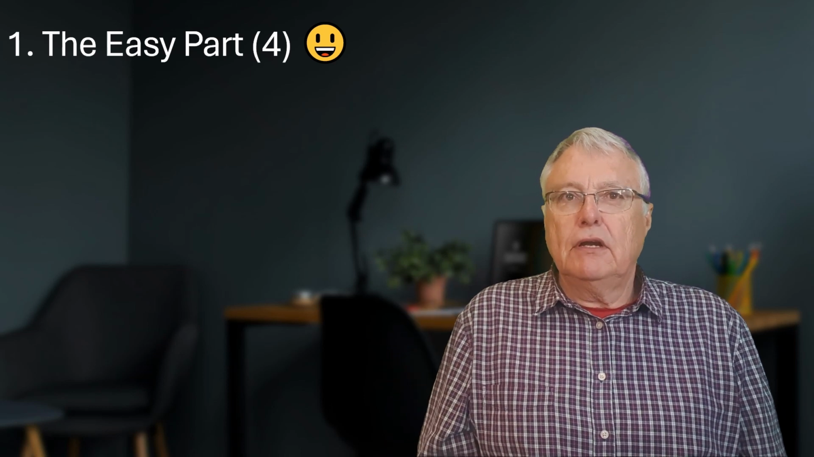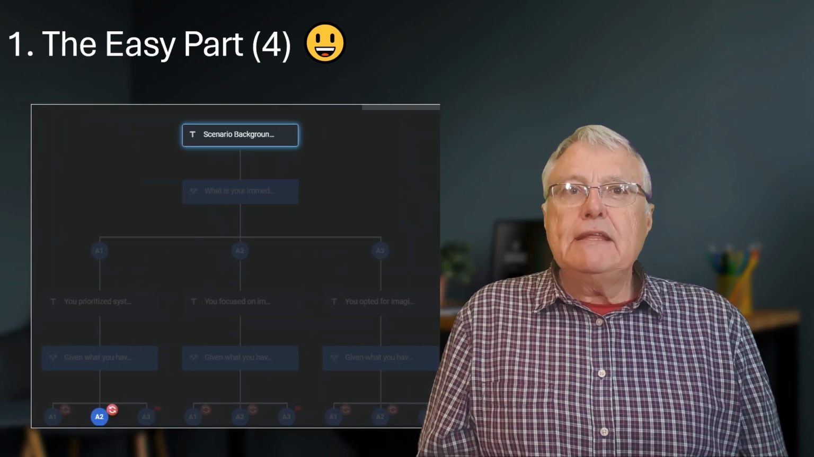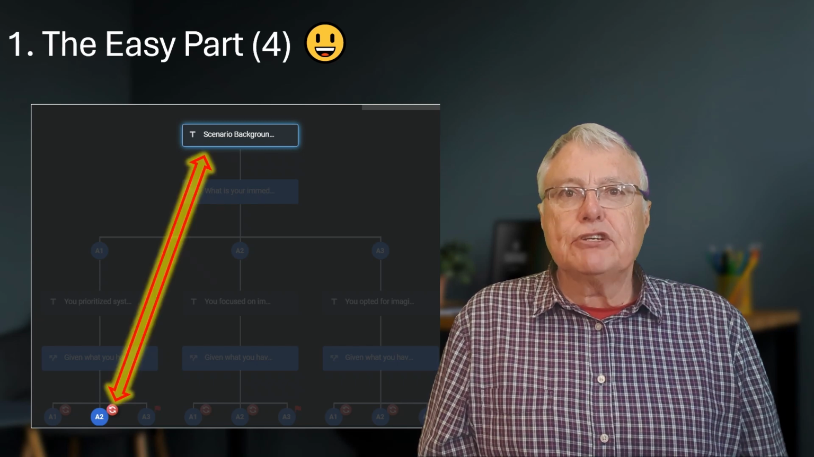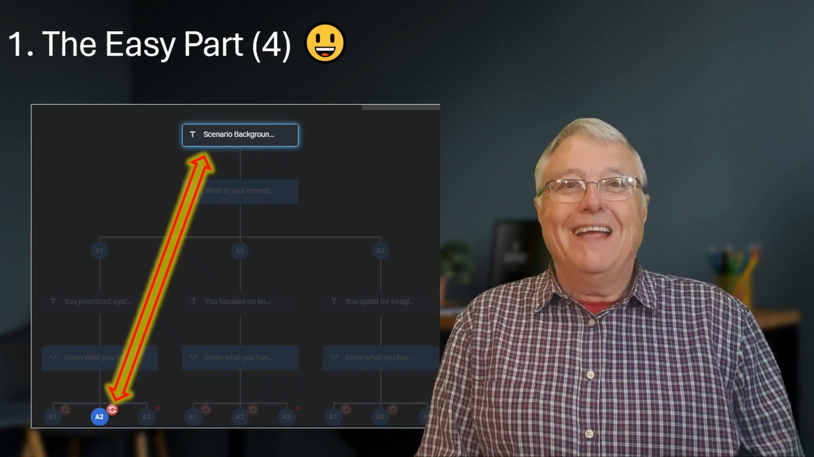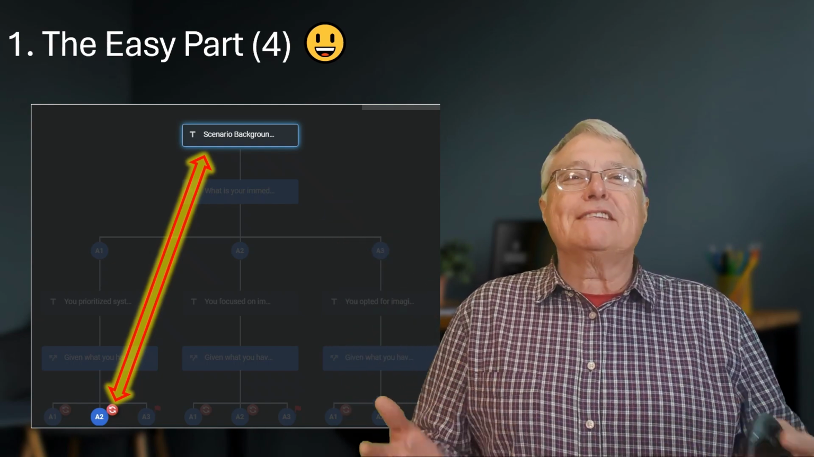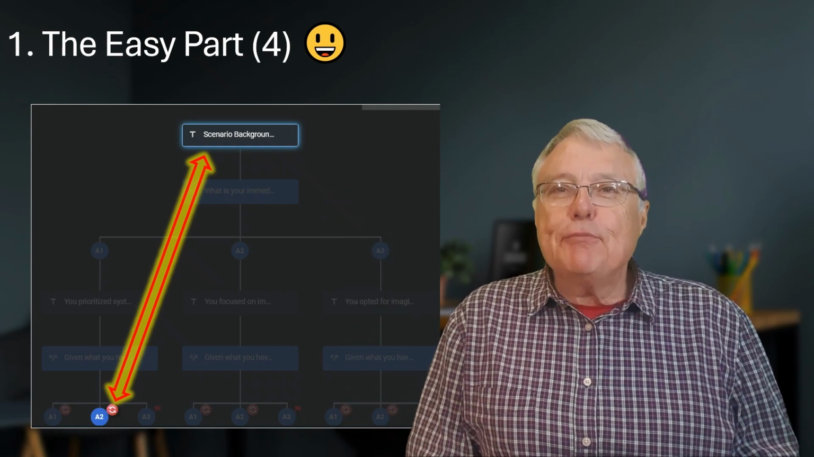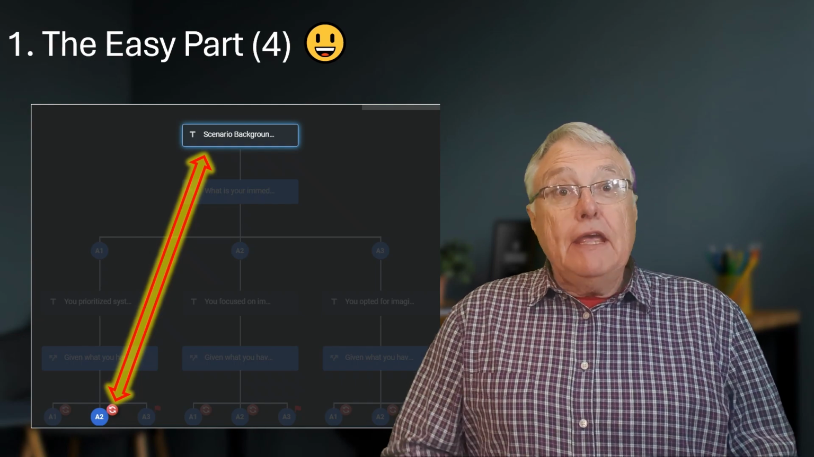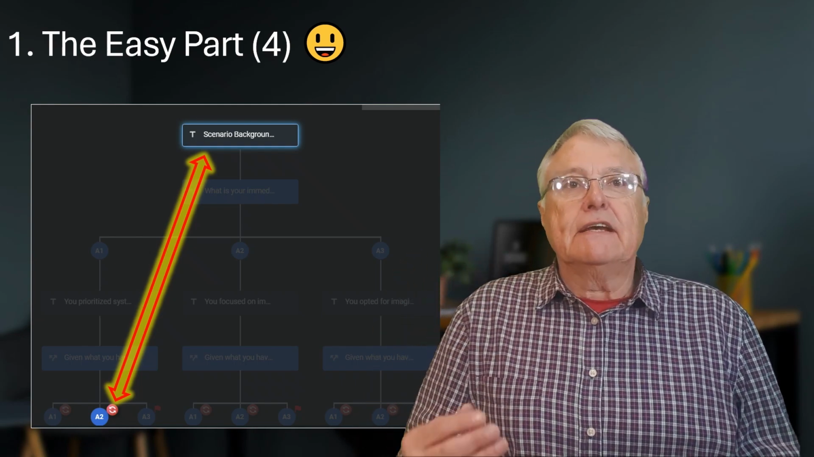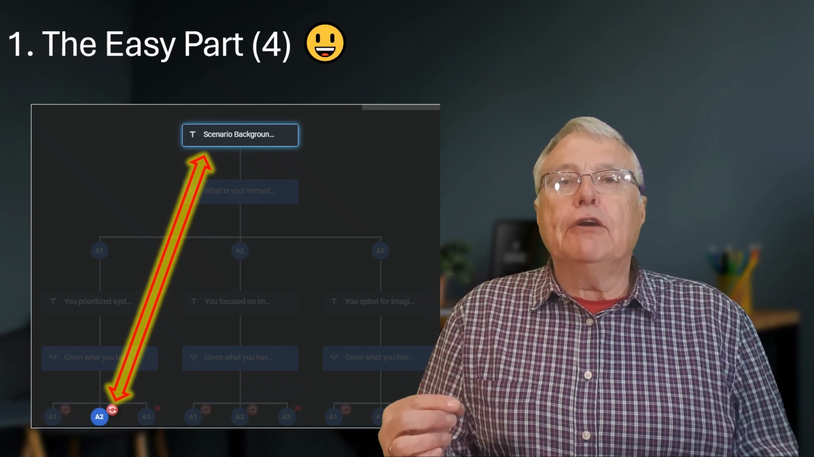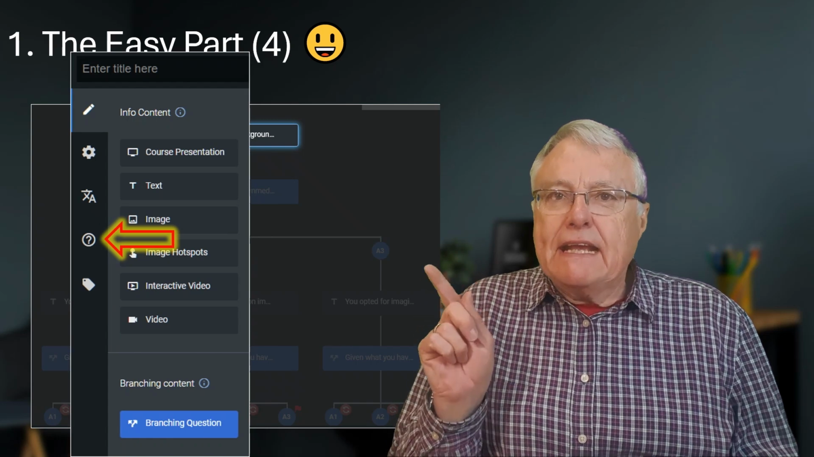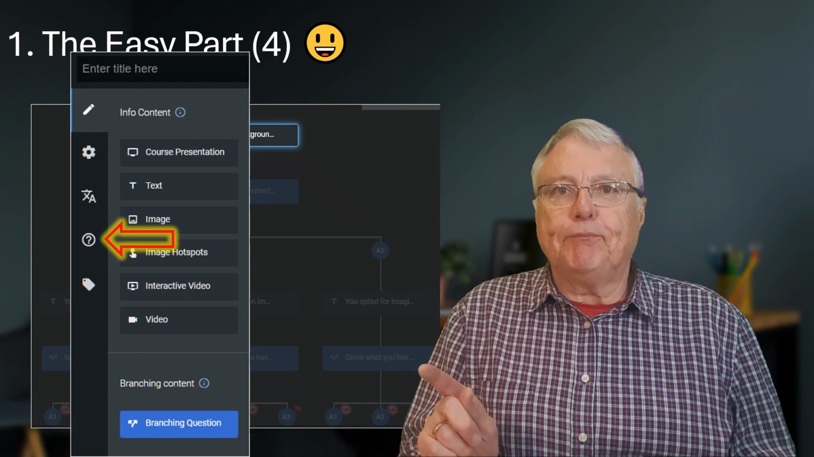Fourth, check your flow. To see the big picture, use these icons to trace where each choice leads. And that's it. The easy part is done. We've covered the pure mechanics of creating an H5P branching scenario. If you want more technical details, there's a solid intro video at h5p.org. Or simply click this help icon right here.